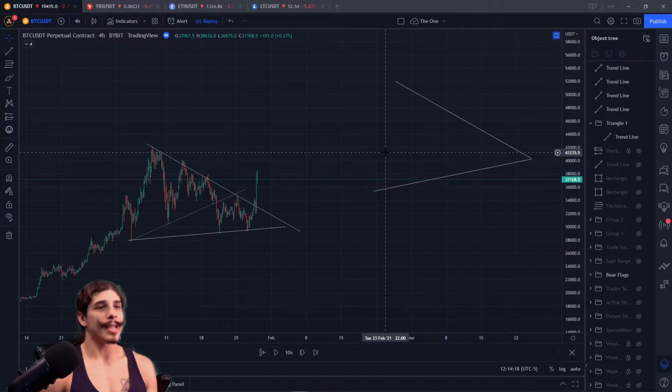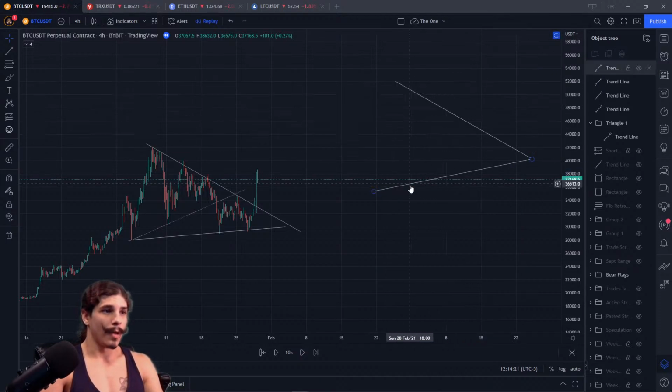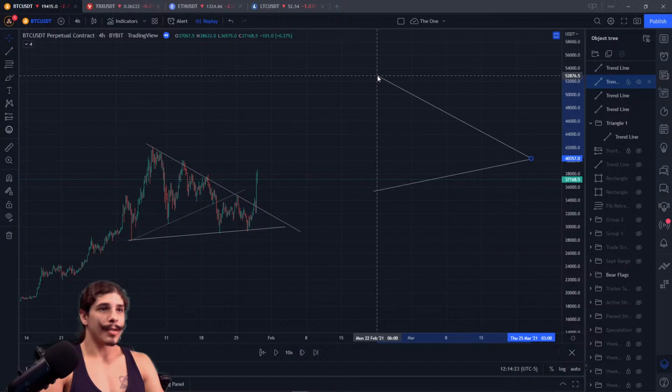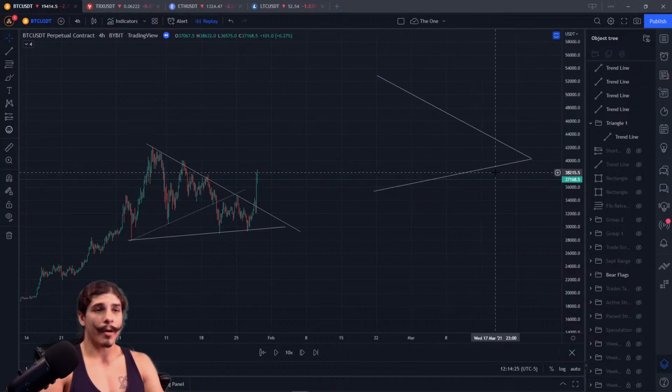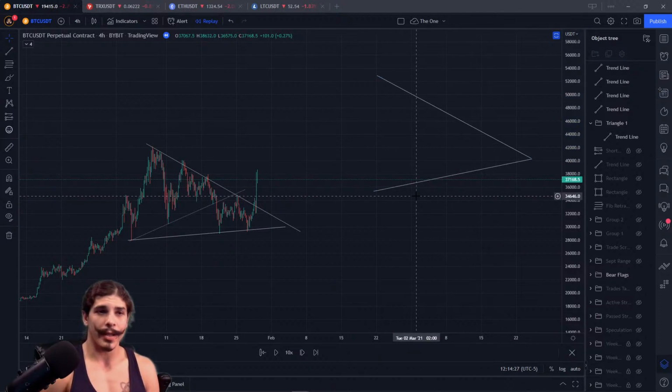So whenever we see this type of formation here, what we're going to want to be looking at is to take longs from the bottom, right? One of the ways you can play this is to take longs from the bottom. There are different ways to play it.